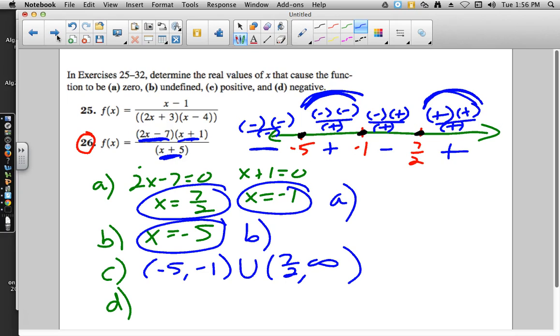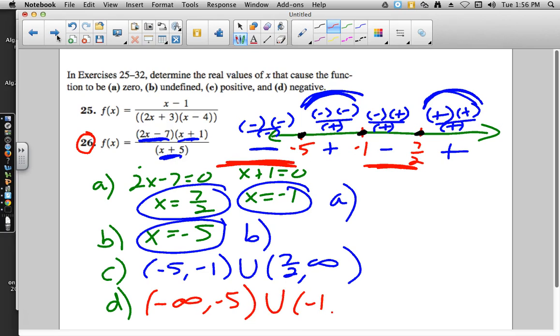And then D says, when is this going to be negative? Well, our negatives were here and here. And again, it doesn't say negative or 0, it says negative, so we can't include that vertical asymptote. So negative infinity to negative 5, not including the negative 5, and we can't include the negative 1 and the 7/2, but those are our endpoints that we're using with those open brackets.